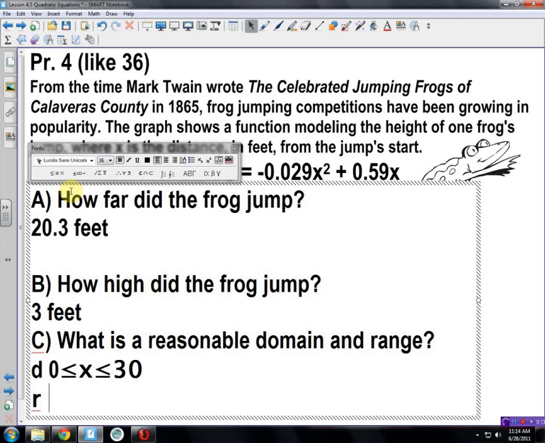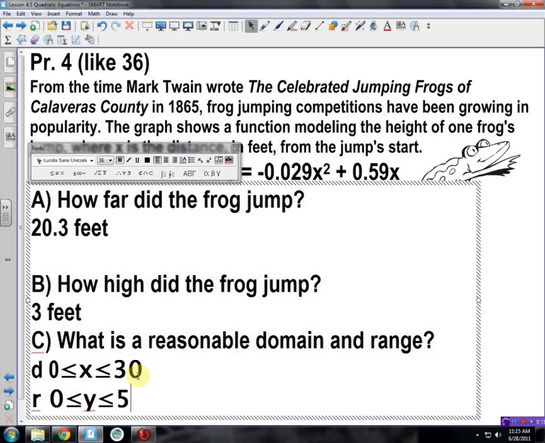Range. Range is the height. So we might say 0 is less than or equal to y, which is less than or equal to, I don't know, maybe 5 feet. The frog can't really jump higher than 5 feet. So that's a reasonable domain and range.